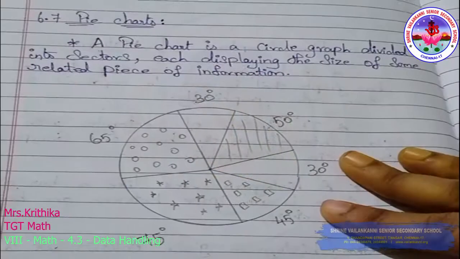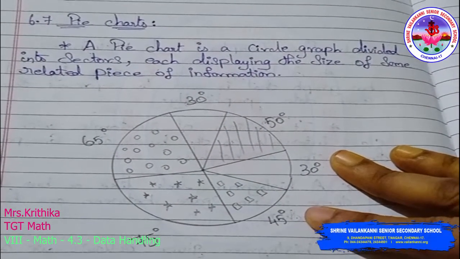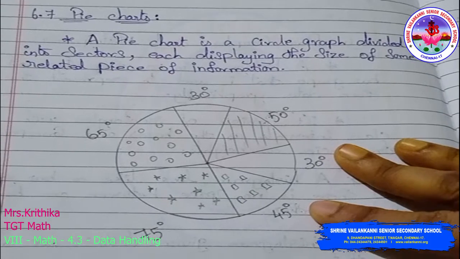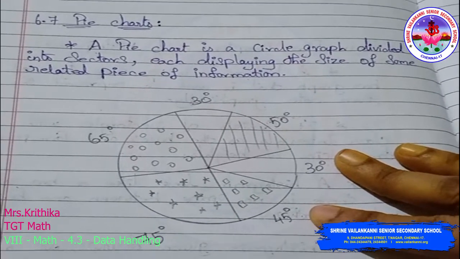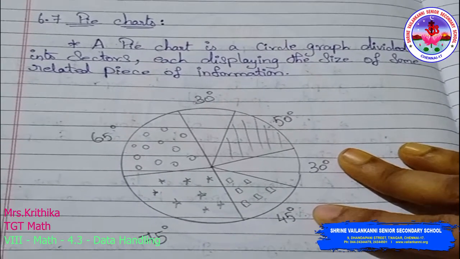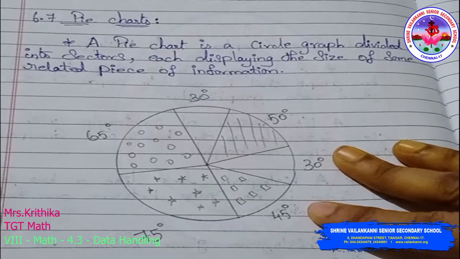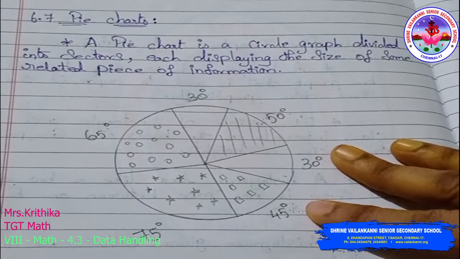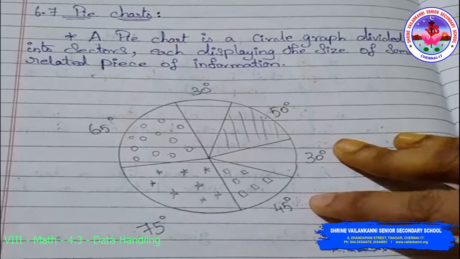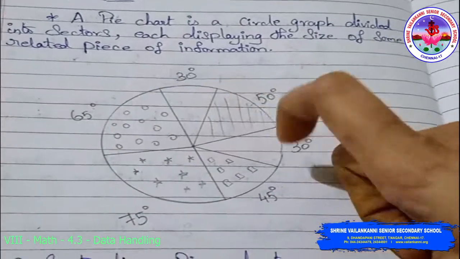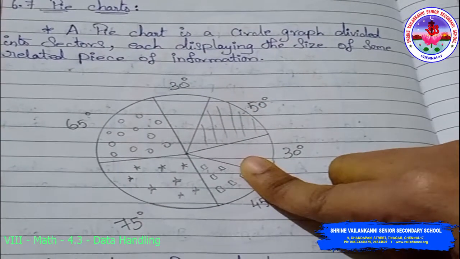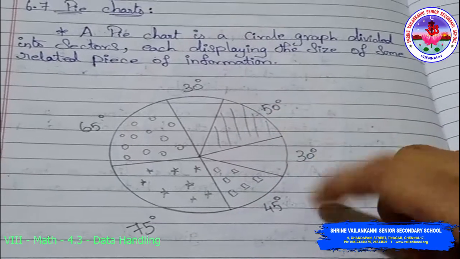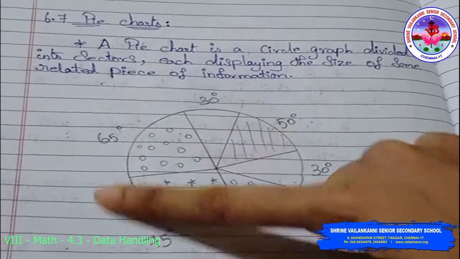The next topic is 6.7, pie charts. A pie chart is a circle graph divided into sectors, each displaying the size of some related piece of information. This is an example of a pie chart. These are the degrees of the sectors.